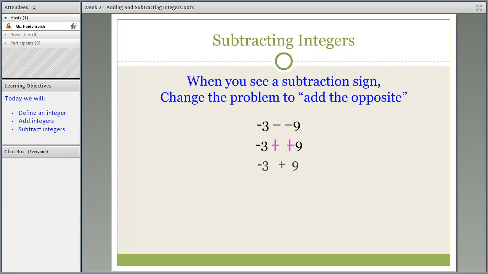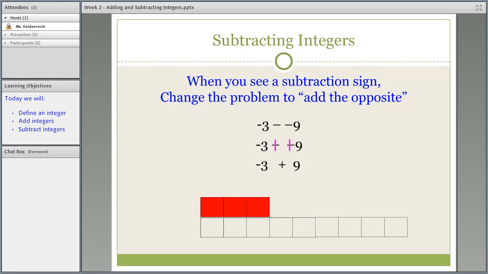Okay, so now I've got negative 3 plus 9, and this is one of those addition problems where if we wanted, we could put some boxes down. Remember 3 red boxes, and then 9 clear boxes to represent the positive 9. Cancel things out, and I'm left with 6 clear boxes, or a positive 6 for an answer. So notice how these two numbers are related. The negative 3 and the positive 3 cancel out, and I'm still left with 6 positives.